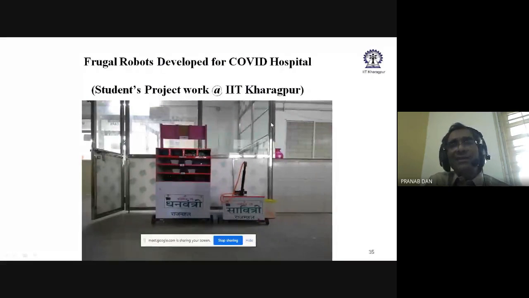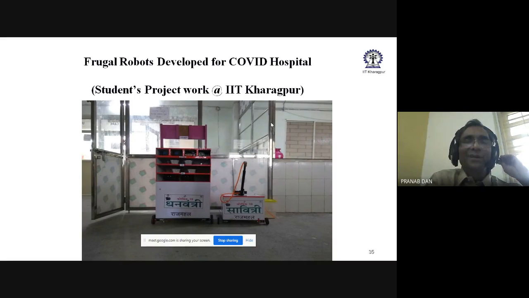Yeah, this is one interesting case. Because of this frugal innovation, our student at IIT Kharagpur has developed 2 robots, and they are working in one COVID hospital in Jharkhand. So you can understand that low-cost things are also very useful and helpful in crisis situation as well. Go to the next slide, please.